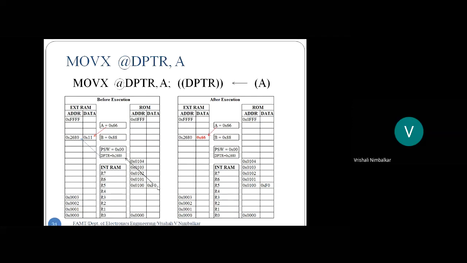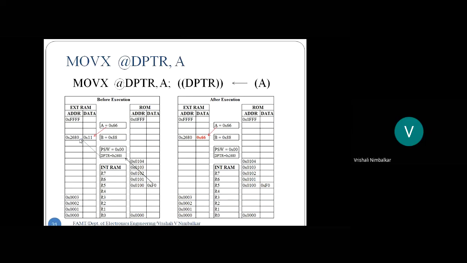0x0F0, it should be. Okay, 0x0F0. So this is 1 byte and it is the opcode. Our instruction is written in the ROM memory, and when the microcontroller decodes the opcode, it understands DPTR is holding some address. Correct? DPTR is holding some address.